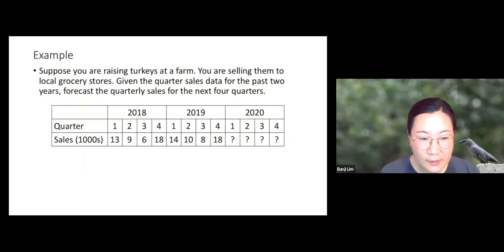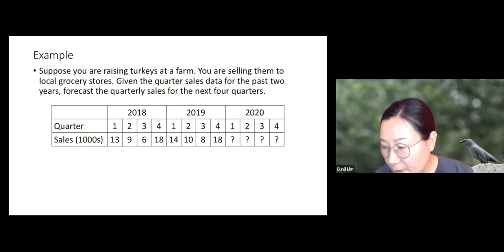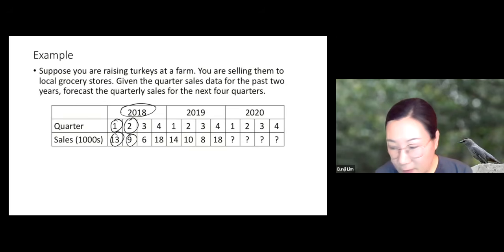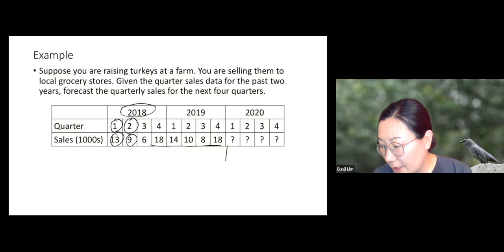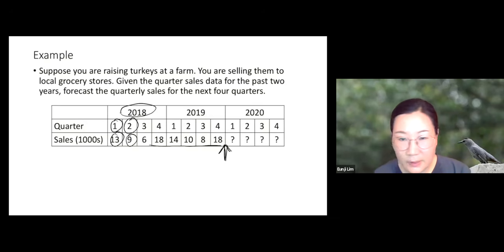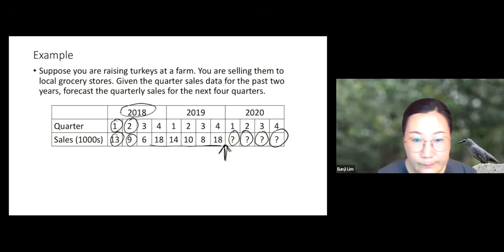Suppose you are raising turkeys at a farm. You are selling them to local grocery stores. Given the quarterly sales data for the past 2 years, forecast the quarterly sales for the next 4 quarters. So in the first quarter of 2018, you sold 13,000 turkeys. In the second quarter, you sold 9,000 turkeys, etc. And we are at the end of the fourth quarter of 2019. And we want to make a forecast for the next 4 quarters. What steps should you follow?